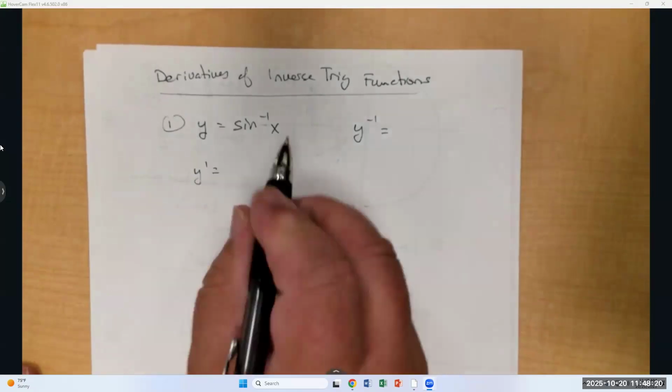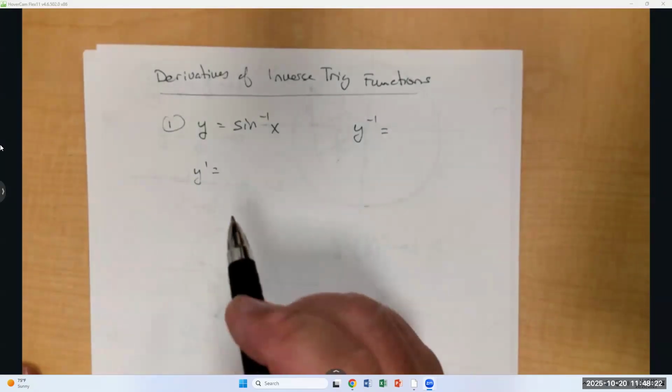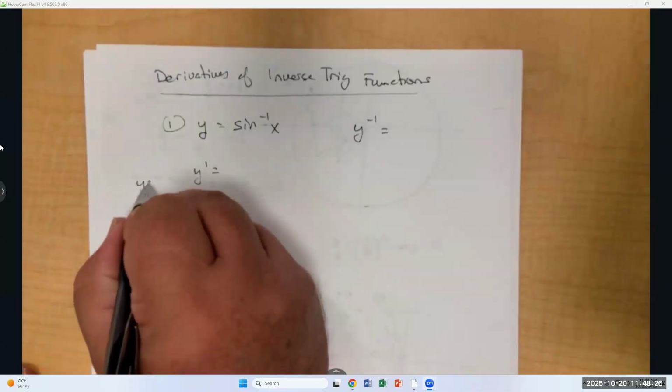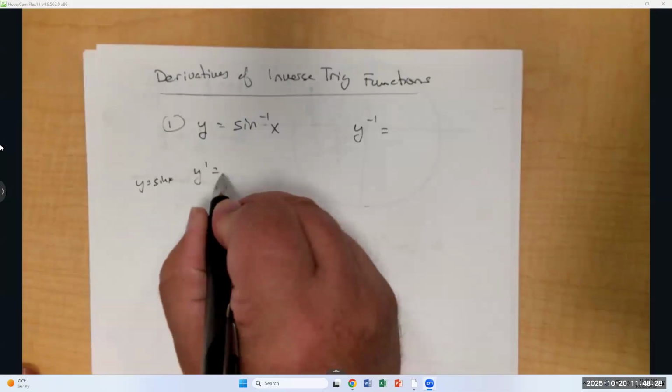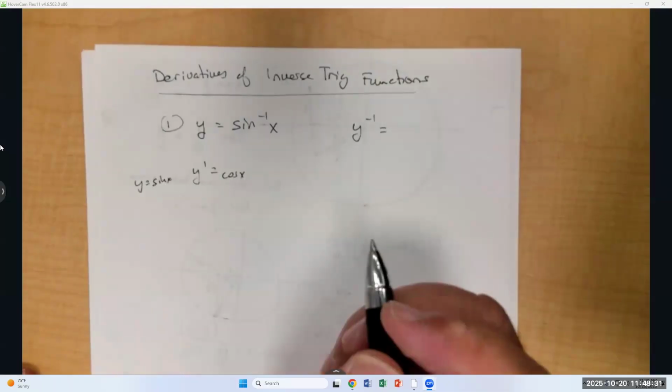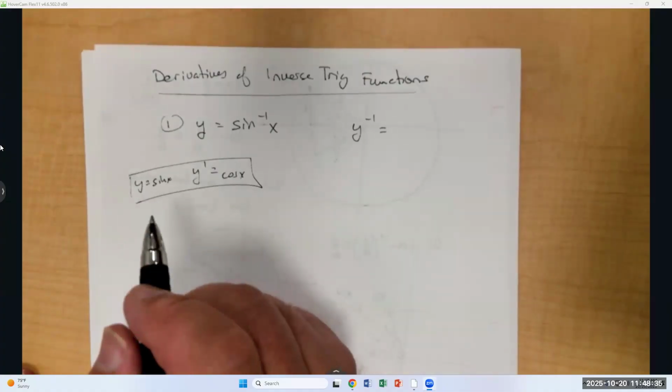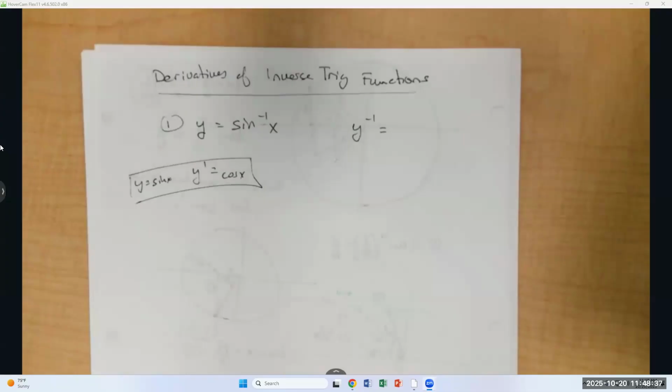Well, here we know the derivative of sine is cosine. That's what we've been doing all along. Now, how's this going to relate to our trig functions?